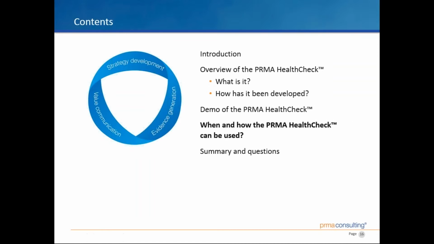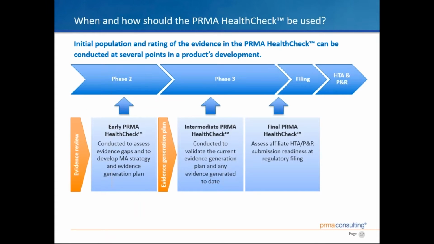Okay, so I'll now take you through when and how the PRMA HealthCheck can be used. So initial gap analysis, as I mentioned earlier, using the PRMA HealthCheck can be conducted at various different time points during the clinical development of a product. It can either be conducted earlier on to develop the market access strategy and the evidence generation plan, and also potentially to inform phase 3 clinical trial design.